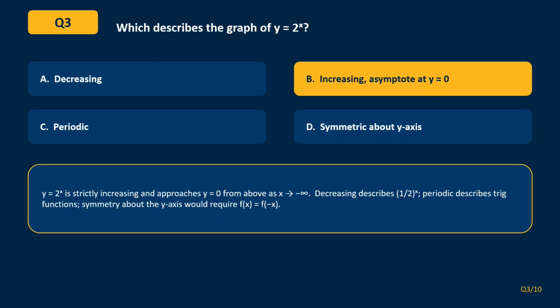Option D, symmetry about the y-axis, would require f of x to equal f of negative x for all x, the defining property of even functions. Since 2 to the x does not equal 2 to the negative x in general, the exponential function is not even.